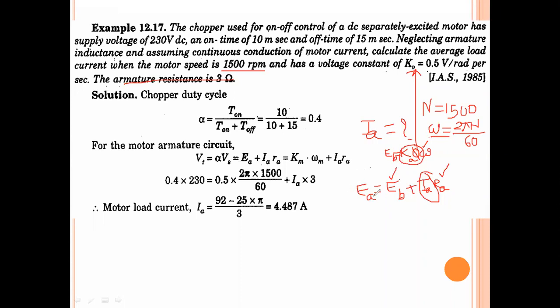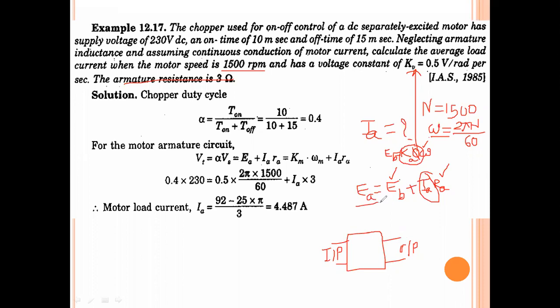And next, what about the armature voltage, or the voltage across the motor terminals? We don't know the motor voltage, or the armature voltage, which is the output of the chopper. Generally we have a chopper circuit like this, and this is the output terminal, and this is the input terminal. Here the input voltage is given, which is 230 volts. So we know the input voltage, but we don't know the output voltage. The output voltage is the motor terminal voltage.